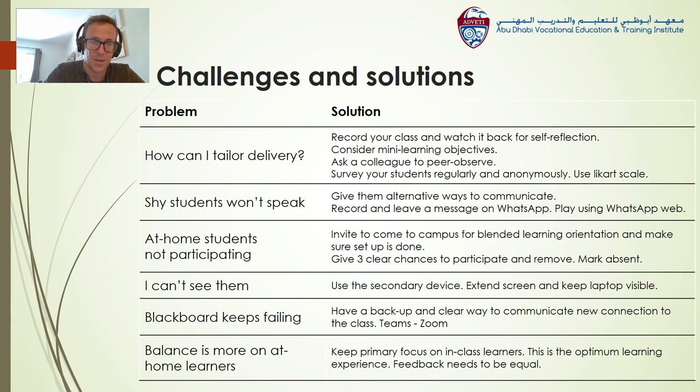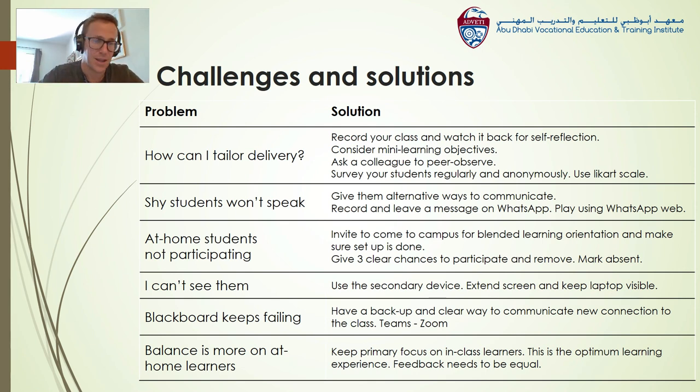At-home students are not participating. Well, I would say you need to come to campus, guys. You need to participate and give them a blended learning orientation. An IT person would set that up and give them 3 chances in that class to participate, or just remove them. This would depend on your policy in the campus, but make sure they're participating, make sure they know they're not participating, and if they're not, take them out of the class.